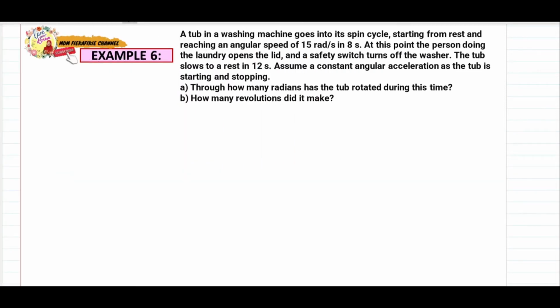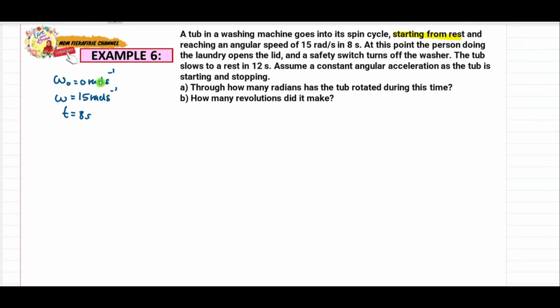So now let's continue example 6 for the revision. Kita baca soalan dulu. A tub in a washing machine goes into its spin cycle starting from rest. So saya highlightkan starting from rest means that omega naught should be equal to 0. Okay? And reaching an angular speed omega 15 radian per second in 8 seconds.